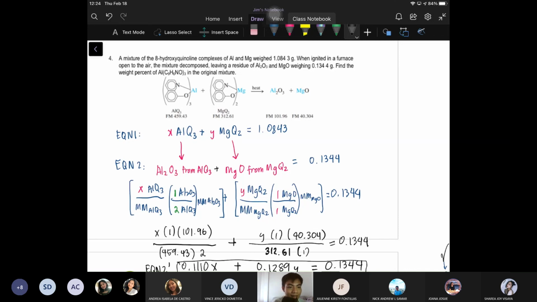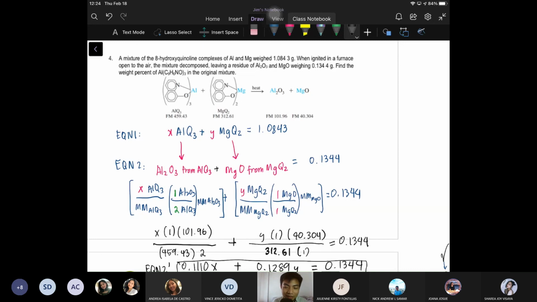So, anyway, any questions from the class or gutom na kayo? Ako, nagutom na rin ako eh. Okay, so it seems na wala na. So, anyway, hopefully maging prepared kayo for the quiz for the gravimetry.